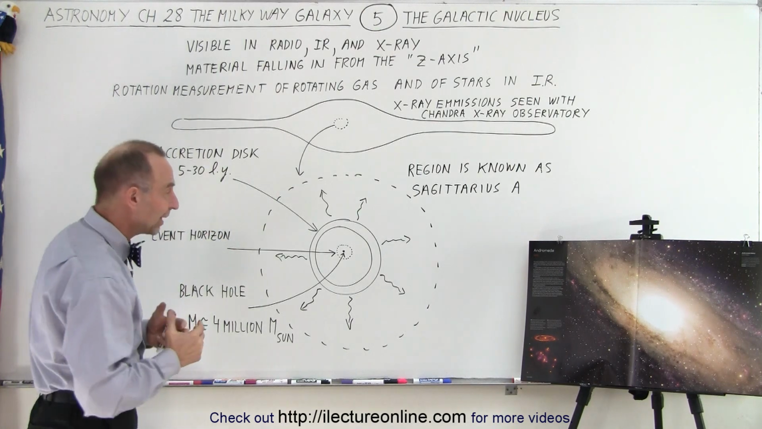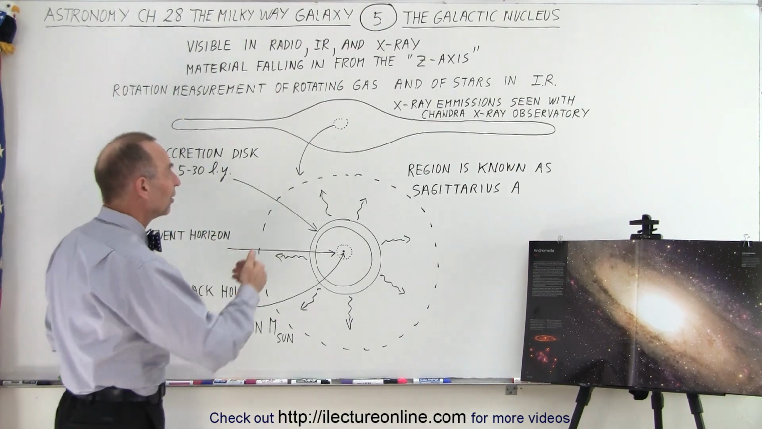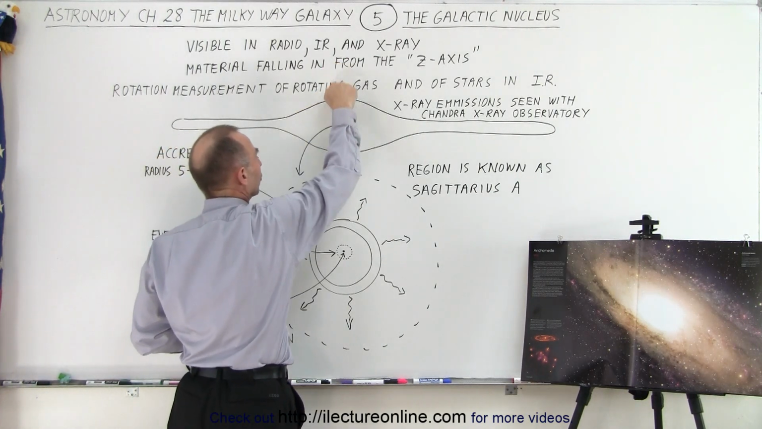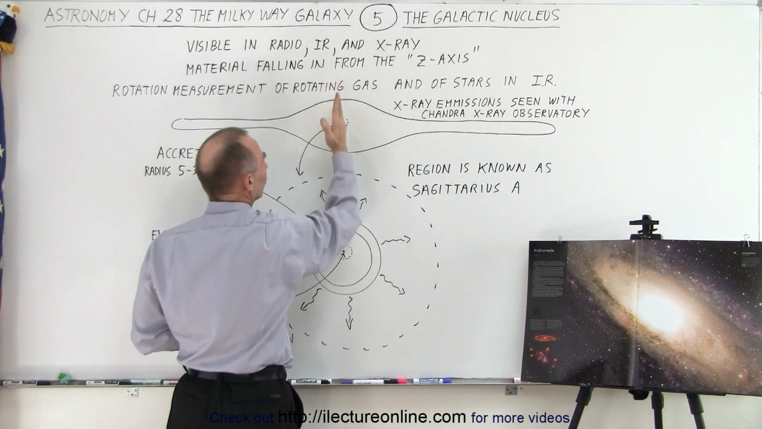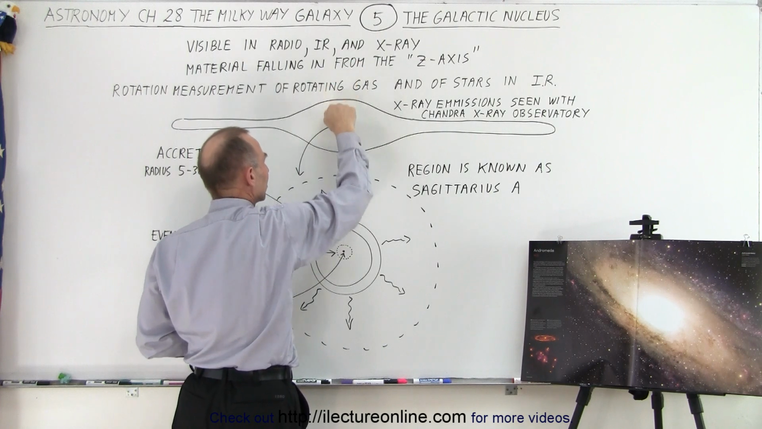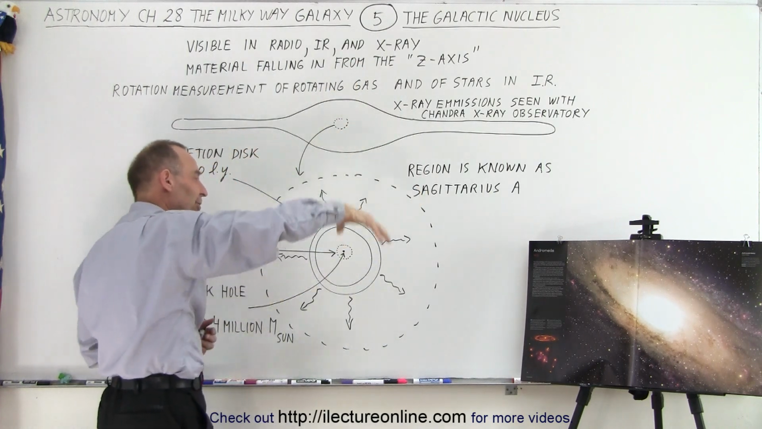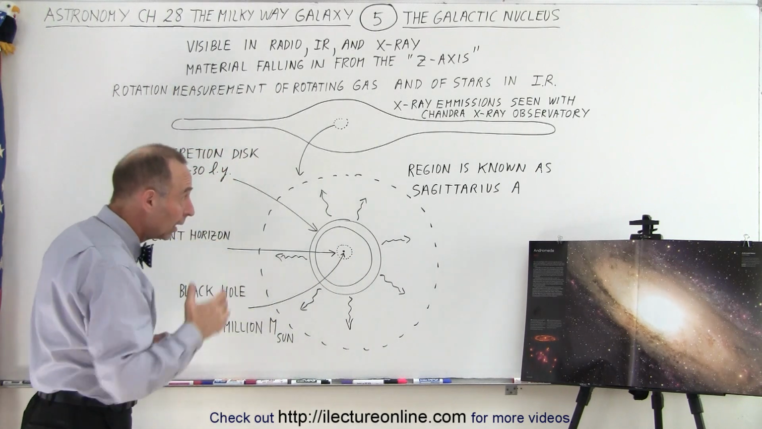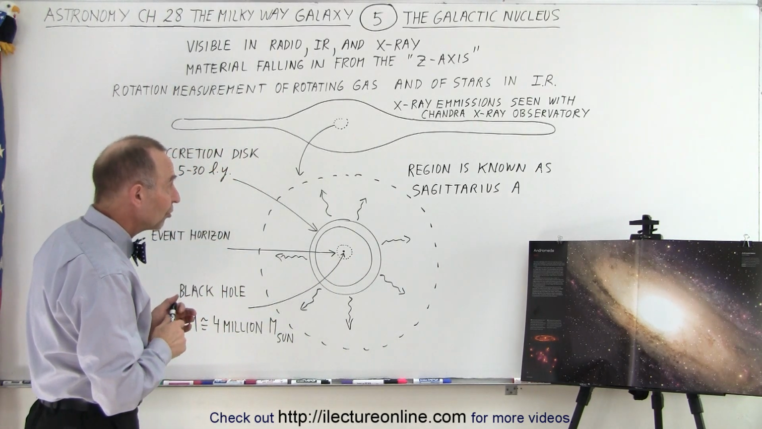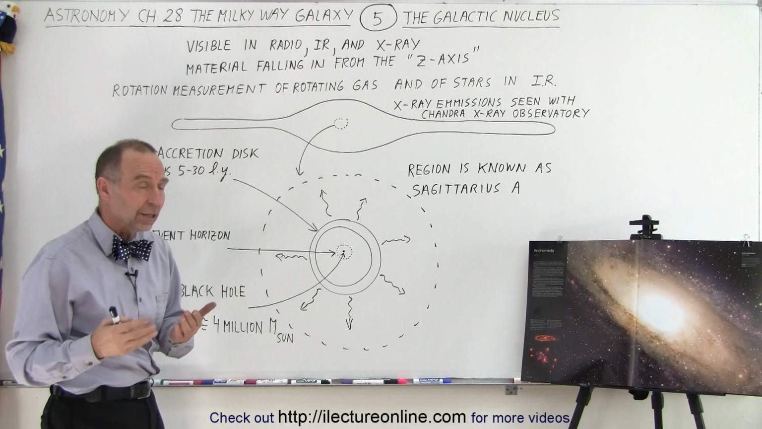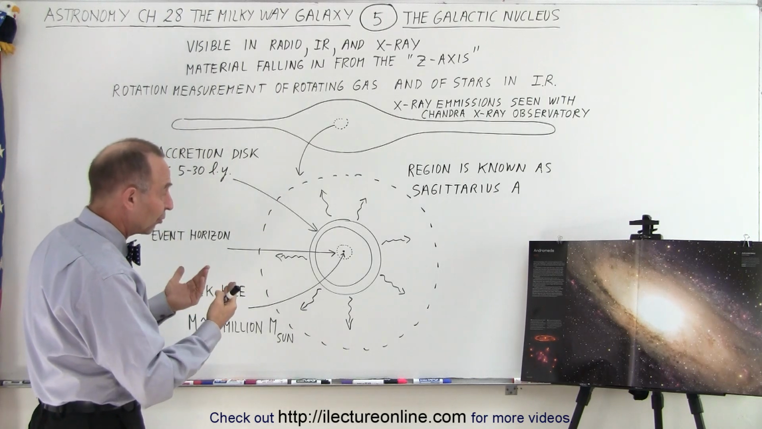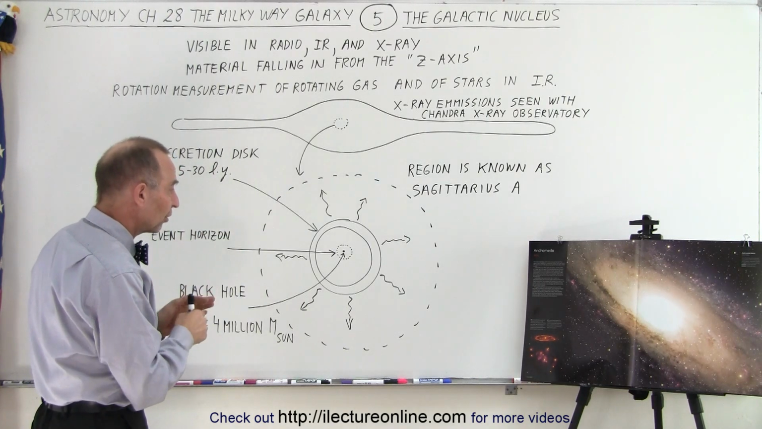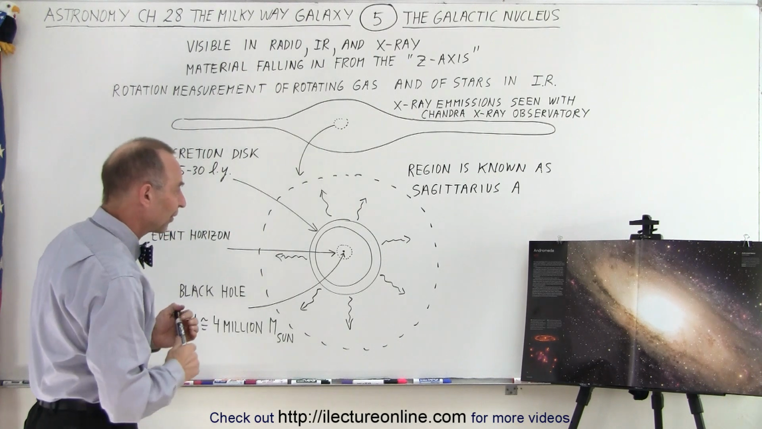It also turns out that the influx of material seems to be coming from the north, so to speak. If you think of it as the north or the z-axis, the influx of material comes from the north and forms an accretion disk around the black hole. Now, the region is known as Sagittarius A because we're looking in the constellation Sagittarius. It's at the very, very center of our galaxy.